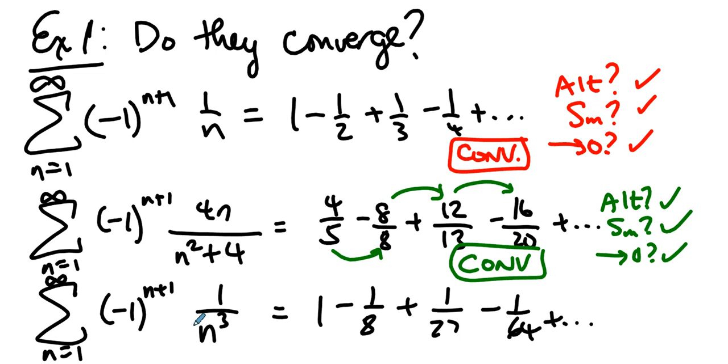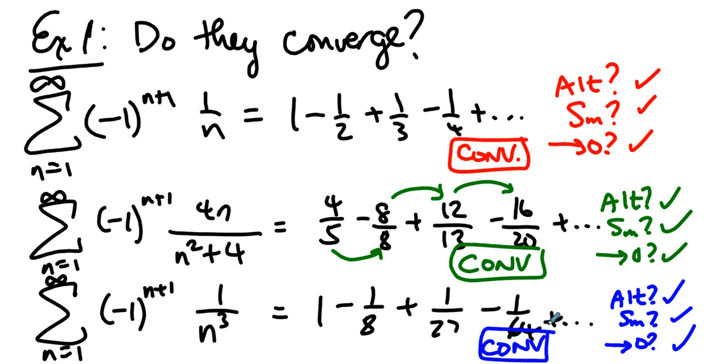Well, what about this one? There's the (-1) to the n plus 1. Those are always positive. So do these terms alternate? Yes, they do. It's going to be plus, minus all the way through. Do the terms get smaller? Yes. Do the terms get closer to 0? Yes. And so all three of these alternating series converge by the alternating series test. The terms alternate, they get smaller, closer to 0. So these are 3 examples of converging alternating series.